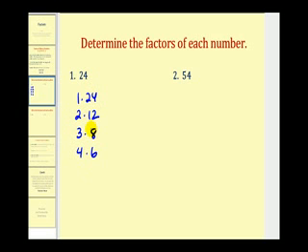Now this is the work that helps us find the factors. We still need to list them, and we'll list them from least to greatest. So we'll have 1, 2, 3, 4, and then 6, 8, 12, 24.